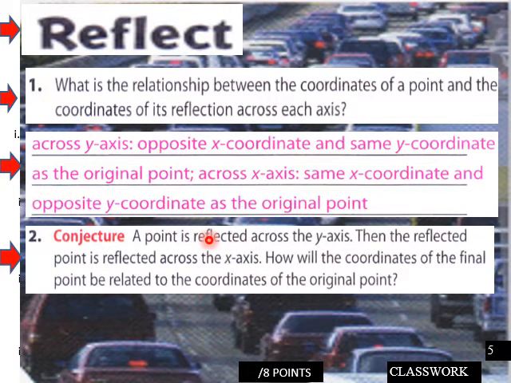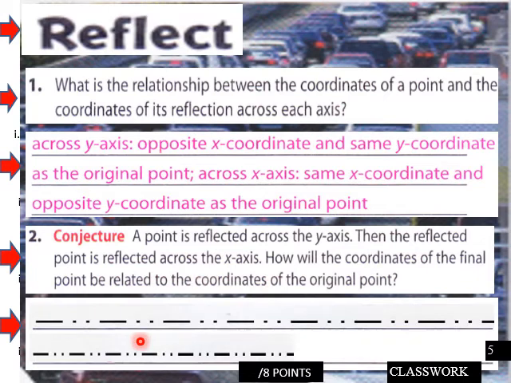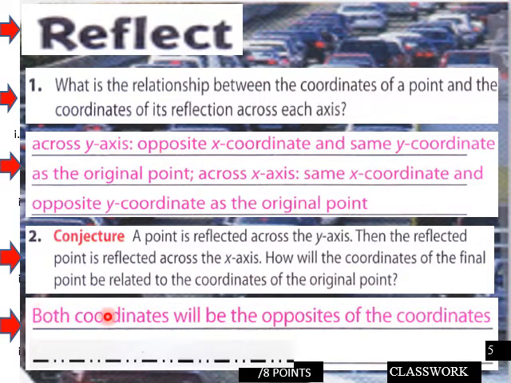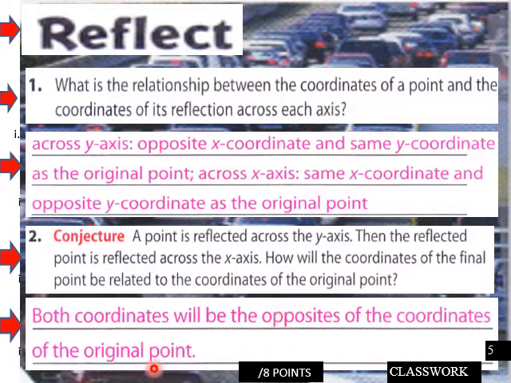Conjecture: a point is reflected across the y-axis, then the reflected point is reflected across the x-axis. How will the coordinates of the final point be related to the coordinates of the original point? So you got a reflection of a reflection. Both coordinates will be opposites of the coordinates of the original point. So it'll be the opposite of the original. Both coordinates will be opposites. Page 5 in your classwork, students.